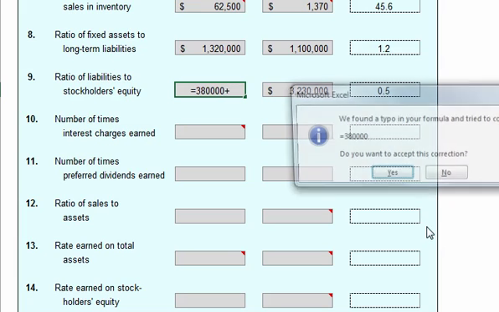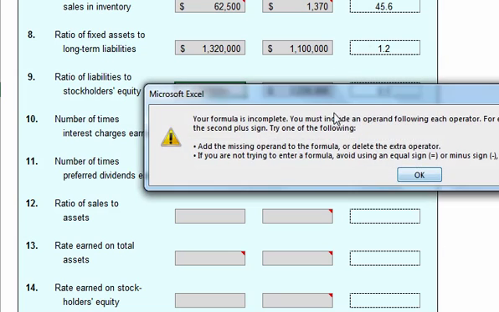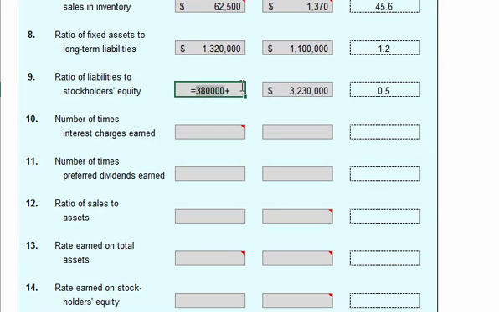I'm sorry. I put it in the wrong place. See if I can ever get this corrected. Now let's undo. There we go.